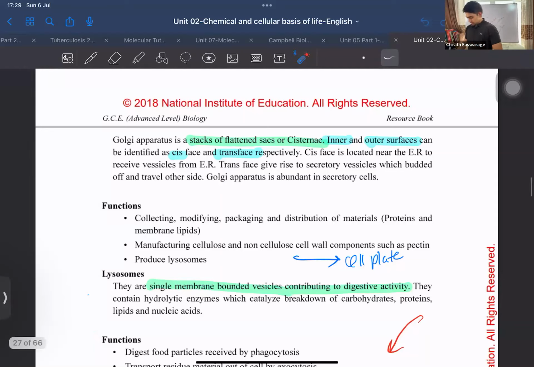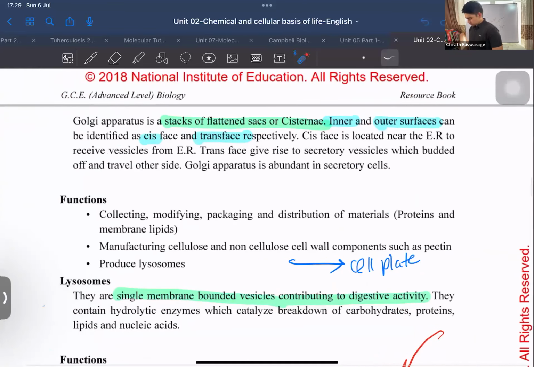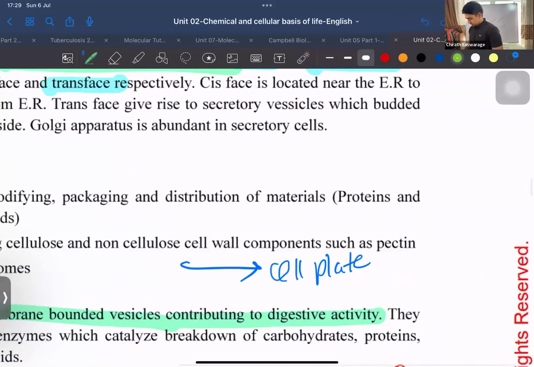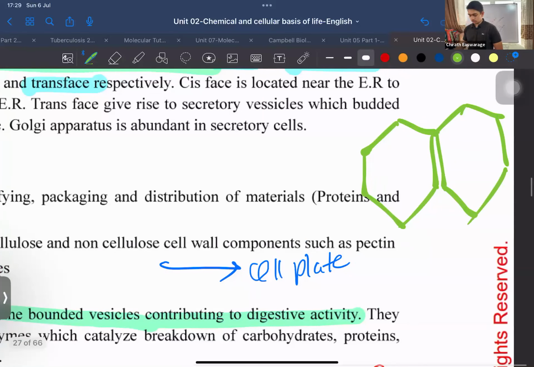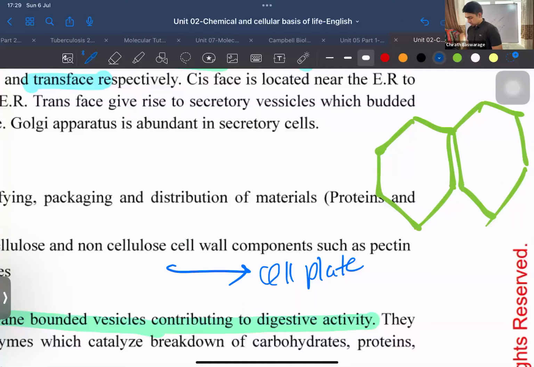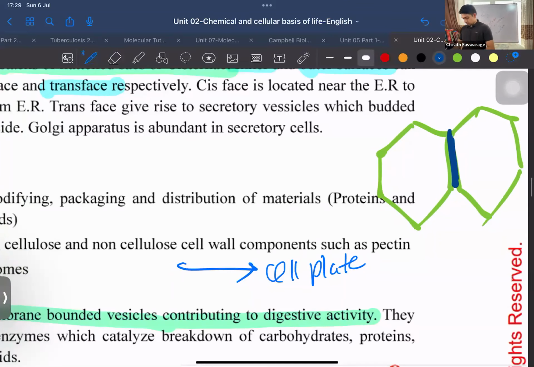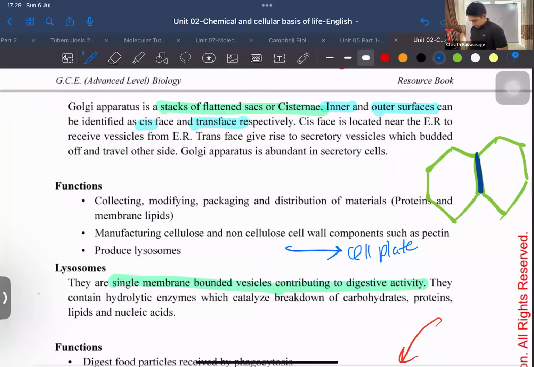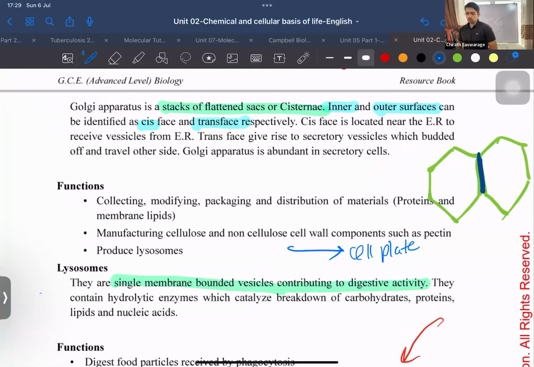So pectin, I have told you this, right? If you draw two plant cells like this, pectin is sort of the cementing substance, right? So this is two plant cells, and the green color ones are the cell walls. In between two plant cells, it is sort of like cement. In between bricks, when you're building a wall, you put cement between bricks. So your pectin is like that, sort of the cement between cells. So manufacturing cellulose and non-cellulose cell wall components: they make cellulose as well as other things in the cell wall, such as your pectin.